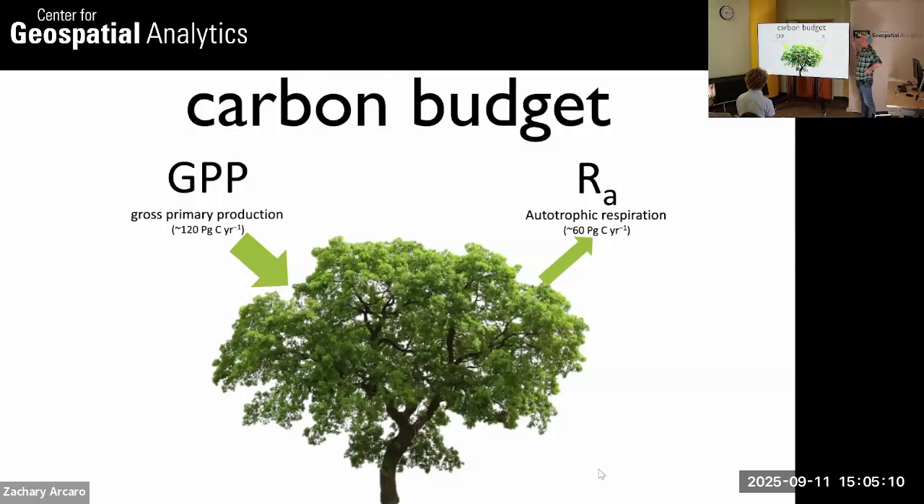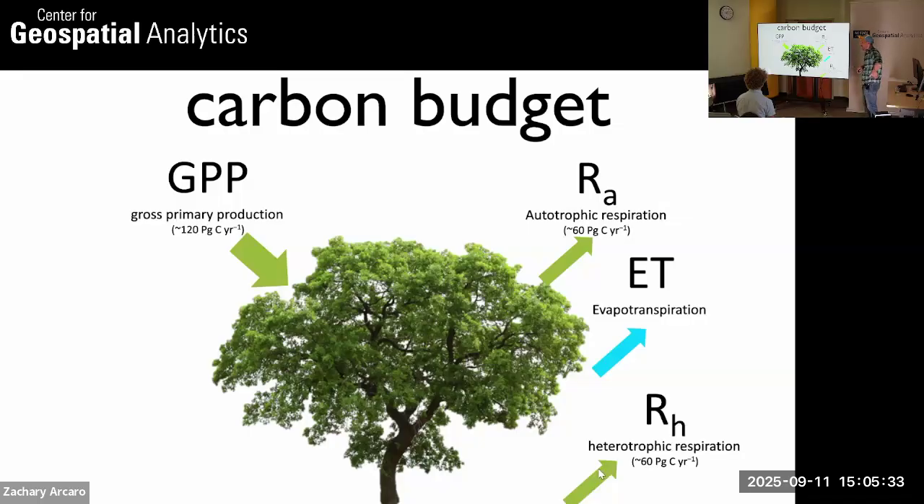And it gets returned to the atmosphere through what we call autotrophic respiration. Autotrophic, meaning that it's basically self-feeding. It's the plant feeding on its own carbohydrates. And that returns about half of that carbon to the atmosphere. While plants are photosynthesizing, they're also losing water through evapotranspiration. And I'll talk a fair bit about that today as well.